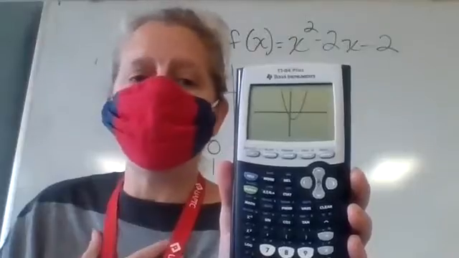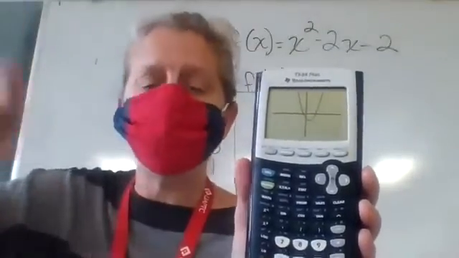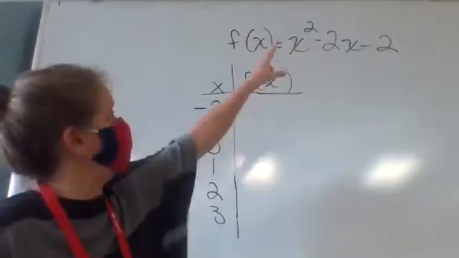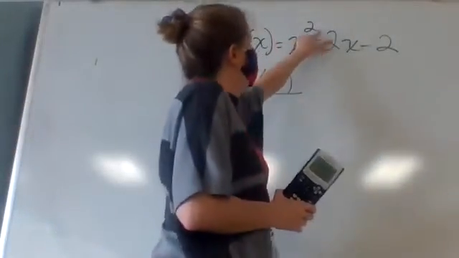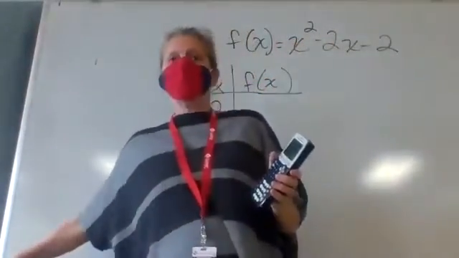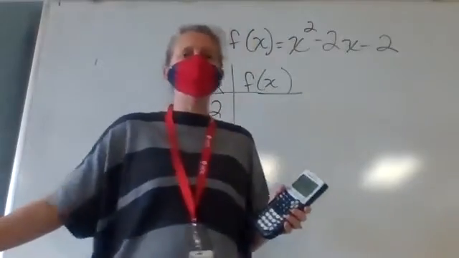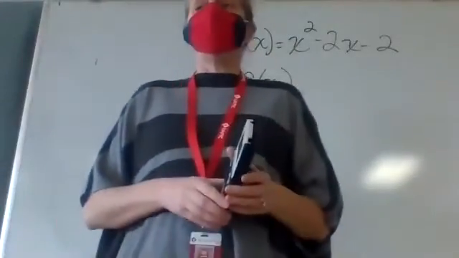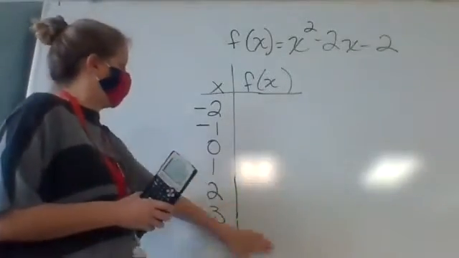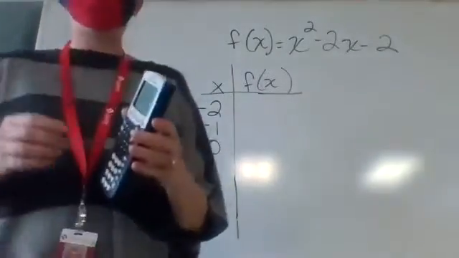So I know now that it's going to make that U shape. The reason it makes that U shape is because the highest exponent is a 2. Anytime the highest exponent of your function is a 2, it's going to have that U shape. Okay, so now that I know what I'm going to be graphing here in a minute, now I need to fill out the rest of this table. And remember how to do that.